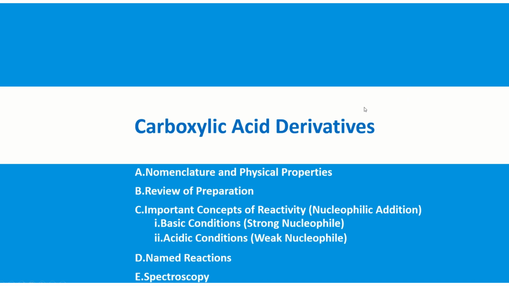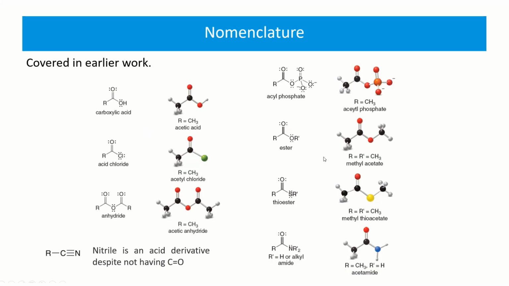So here we'll look at the carboxylic acid derivatives. We'll briefly cover the nomenclature and physical properties, and we'll have a review of the preparations. But more importantly, we'll go through some named reactions and some synthesis. So remind yourself that the derivatives, of course, are derivatives of this carboxylic acid.